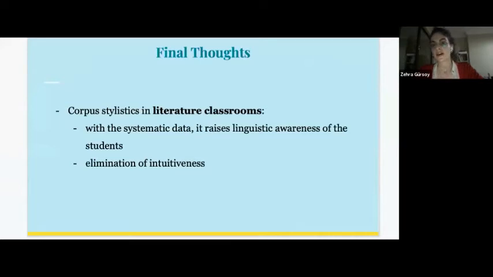And as a final source, I came up with these conclusions with the help of dear Professor Çıraklı. Corpus Stylistics in literature classrooms helps us in this way. With the systematic data we collect, it raises linguistic awareness of the students because we see the data, then we interpret on it. So we see the linguistic way how the language is used.